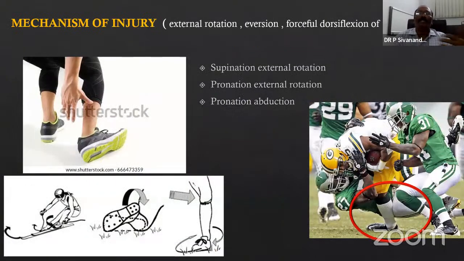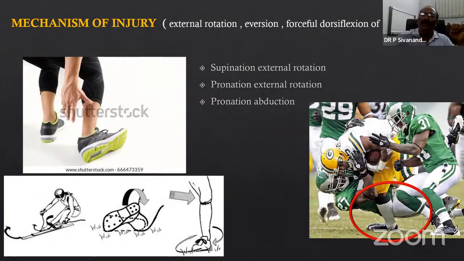What are the forces responsible for this injury? It is mostly eversion, external rotation, and forcible dorsiflexion. These will produce widening of the syndesmosis, because the anterior part of the talus is broader than the posterior part. Once it goes into external rotation or eversion or forcible dorsiflexion, it suddenly separates the ankle joint, which may lead to rupture of the superior ligaments, that is, the anterior inferior tibiofibular or posterior inferior tibiofibular ligaments.